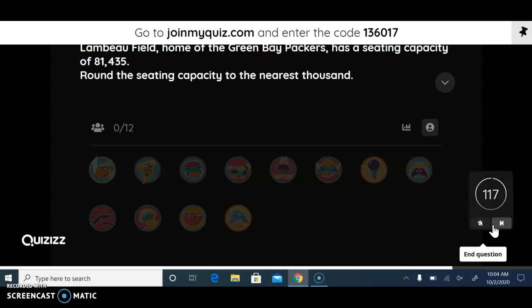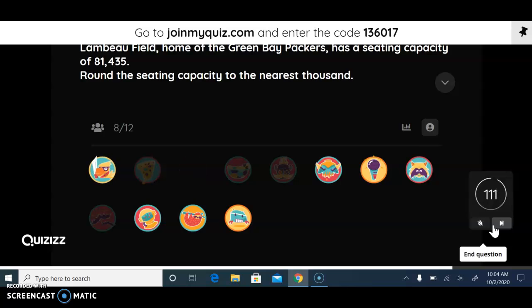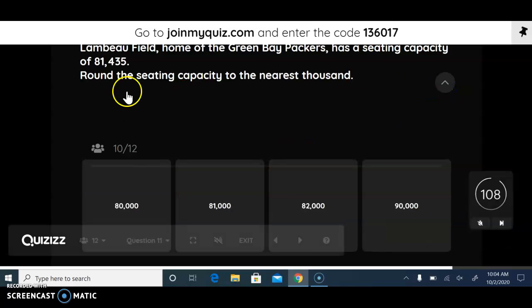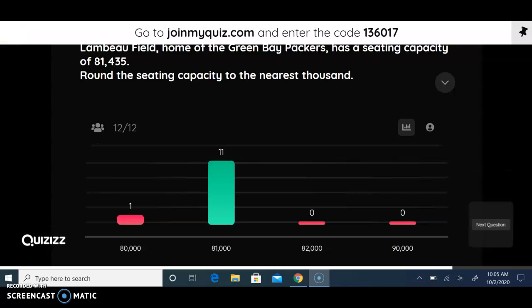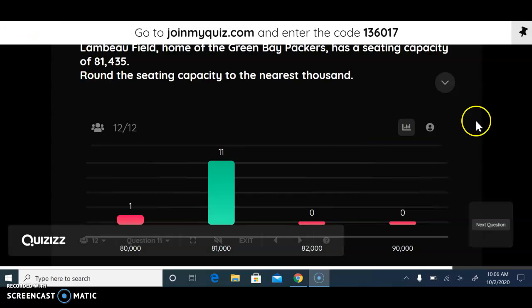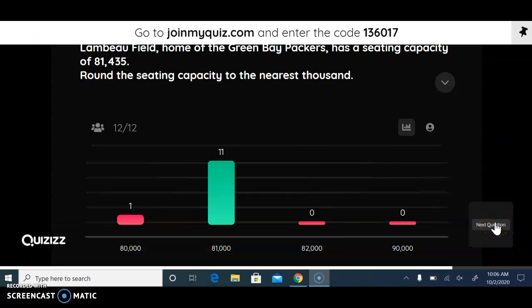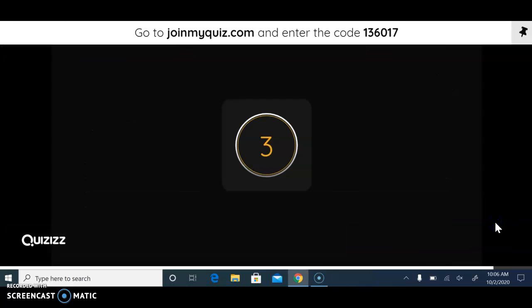Round the seating capacity to the nearest 1,000. 81,435 rounded to the nearest 1,000. This time it asked you to round the seating capacity to the nearest 1,000. So we have 81,000s. We need to decide if 81,435 is closer to 81,000 or 82,000. And 435 is not to the midpoint yet, so it tells us that it's closer to 81,000. All right, next question.